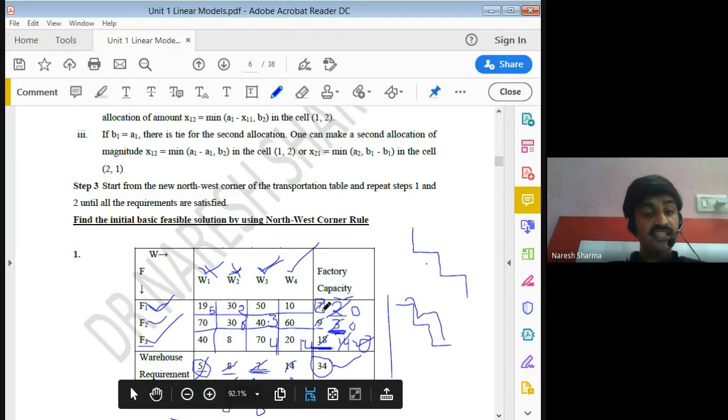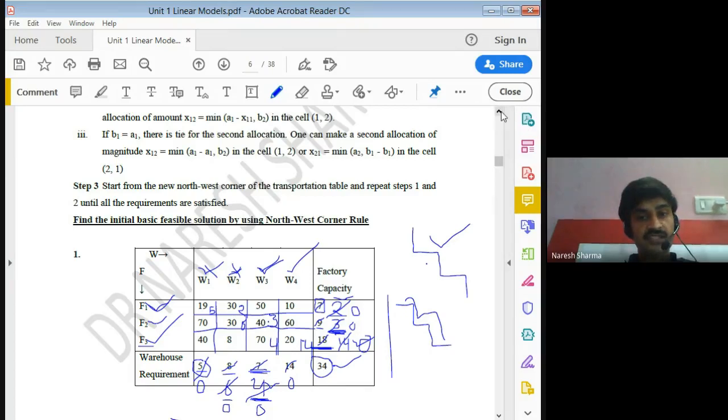If it is 3, then it's complete in the first step. We write 3 here, then in that case the warehouse requirement is 2 units more. In that case we go downside. So the shape is converted into this form. So we can check here.